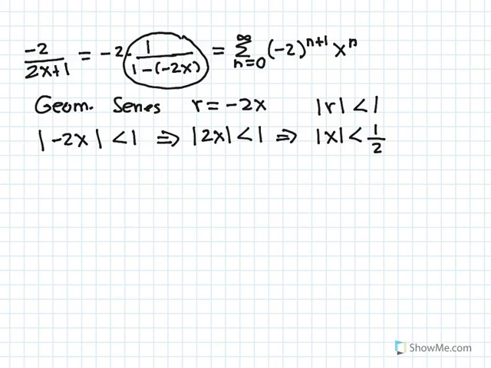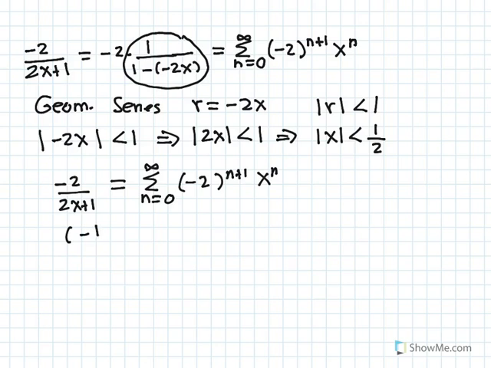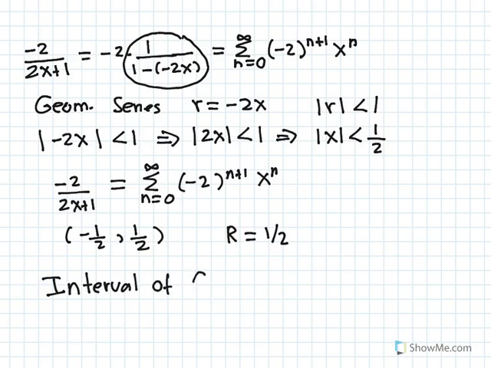So the interval of convergence for -2 divided by 2x plus 1, the interval of convergence of this power series, n equals 0 to infinity, -(2)^(n+1) x to the power of n, is -1/2, comma 1/2. These are the values of x for which the power series converges. And the radius of convergence is equal to 1/2. And this is the interval of convergence.